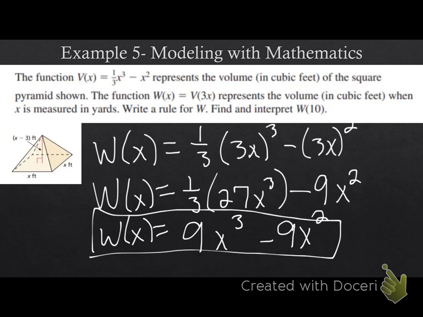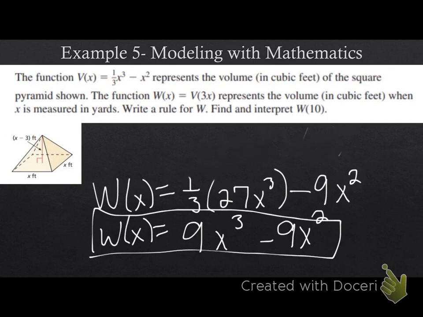So I wrote a rule for w. What does it say after write a rule for w? Find and interpret w of 10. There you go. So in my w function, I'm going to write it up here. You replace the x with 10? Yep. W of x equals 9x cubed minus 9x squared.